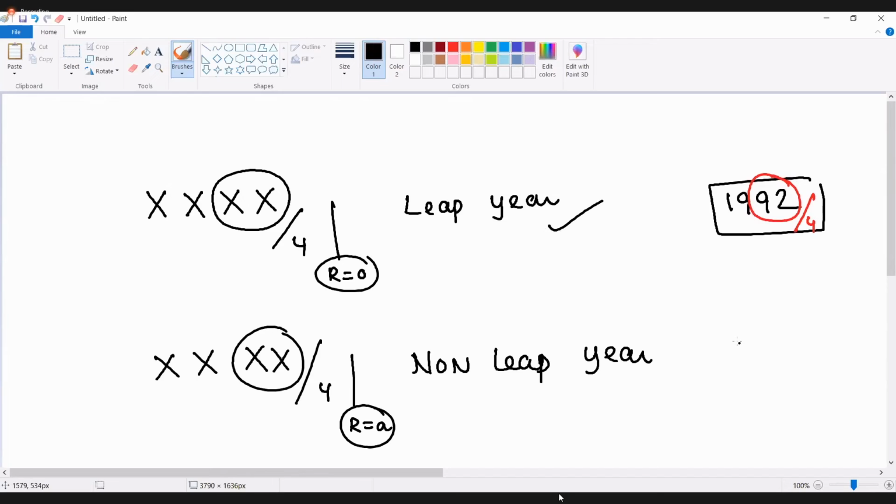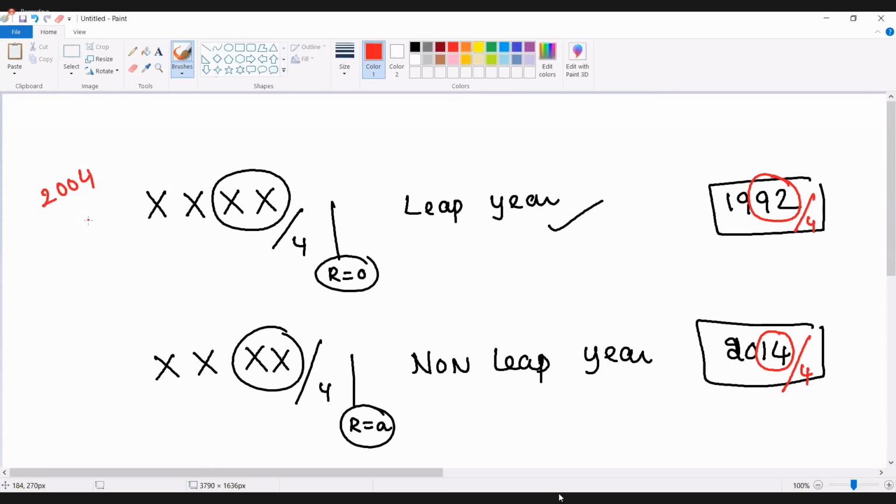Now, for example, you have the year 2014. Whether this is a leap year or non-leap year is the question. Observe the last two digits, 14 by 4. 4 threes are 12, and we are left with a remainder of 2. That means we can say it is a non-leap year. So a leap year we can easily identify by looking at the last two digits.